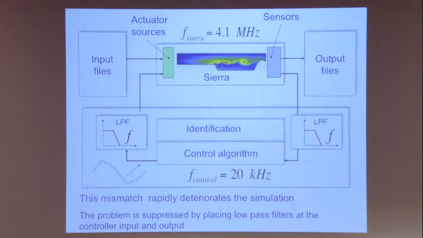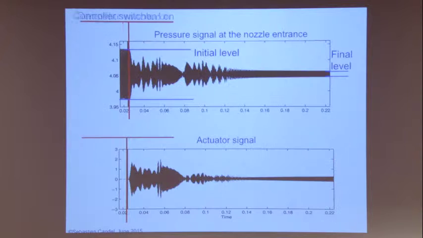And this is what happens. So basically, this mismatch rapidly deteriorates the simulation. The problem is suppressed by placing low-pass filters at the controller input and output. And you switch the controller on, and you see that you bring the level of pressure fluctuation to a lower level. It goes through all sorts of fluctuations.